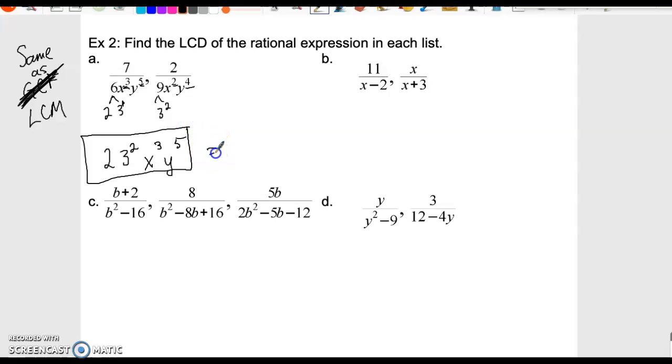Otherwise, you might rewrite it as, okay, well, 3 squared is 9 times 2 is 18. And I hope you'd all agree that 18 is a multiple of 6 and 9. And we do want to practice the least, otherwise our answer gets a bit busy.